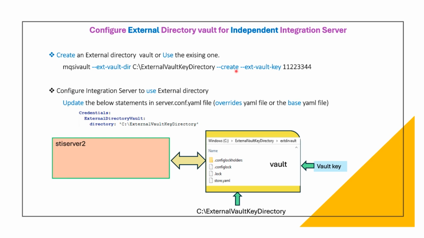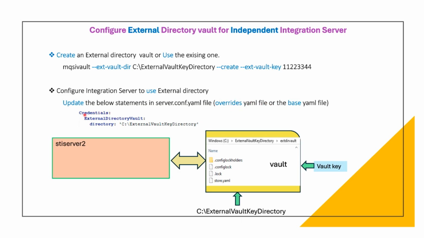Then assign the vault key to this directory using this parameter --ext-vault-key. Now we will associate this external directory to the integration server. In the integration server, we have the server.conf.yml file. It can be in the overrides folder or in the base folder. We can update anywhere. Better to update in the overrides file.